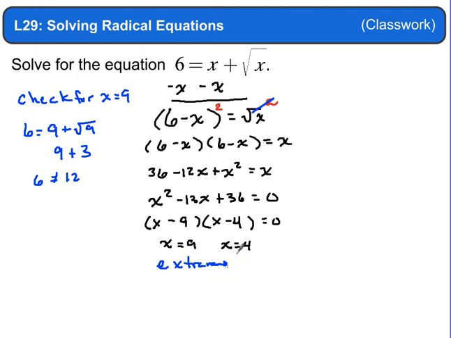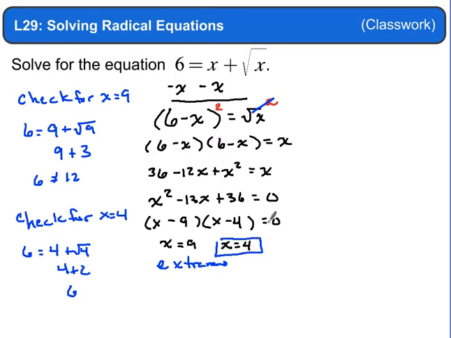And now we're going to try the 4. So if we check for x equals 4, we'll have 6 equals 4 plus the square root of 4. That is 4 plus 2, and then we get 6. So this one does work. That's the only one that's the actual solution. x equals 9 is extraneous.